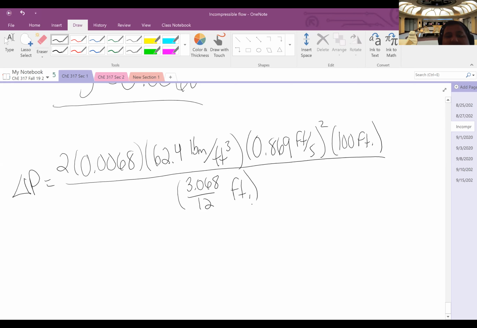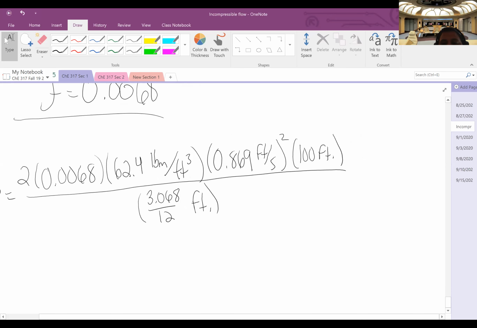You'll notice once again, we're left in our very strange pound mass feet units. So we will have to, unfortunately, take this and divide it by our G sub C, 32.2 pound mass feet per pound force second squared, as well as converting our feet squared to 144 square inches.